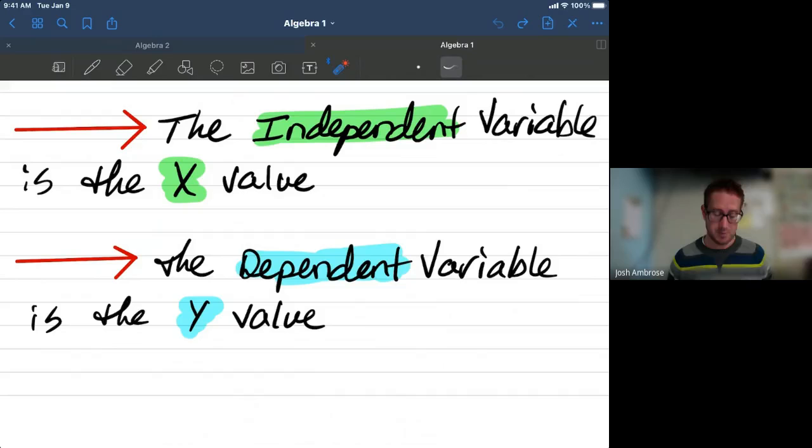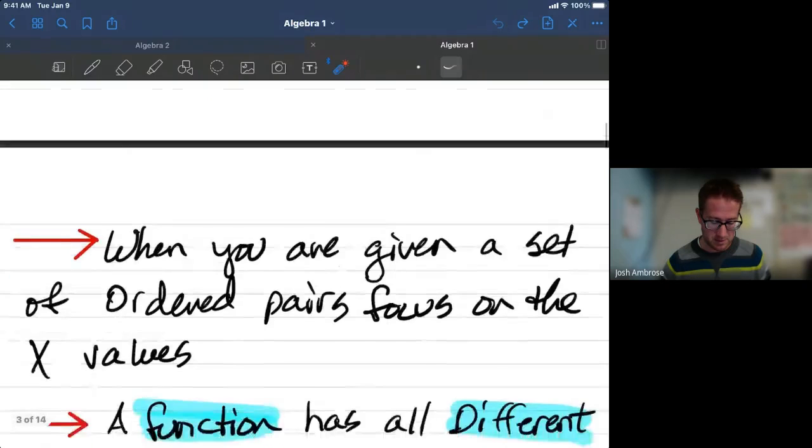But when they talk about the dependent variable, let's look right down here. The dependent variable is the y value. So what does this tell you? It says that the x value up here, which is independent, will change and affect your y value right here, which is dependent. What is it dependent on? It's dependent on the x value. All right, let's keep moving down in our notes.